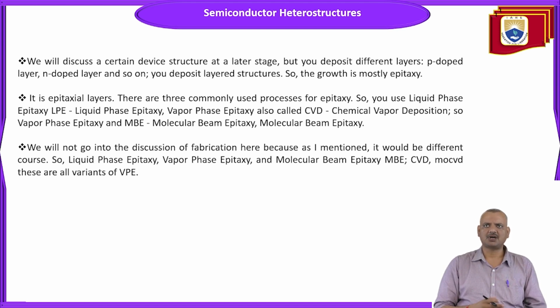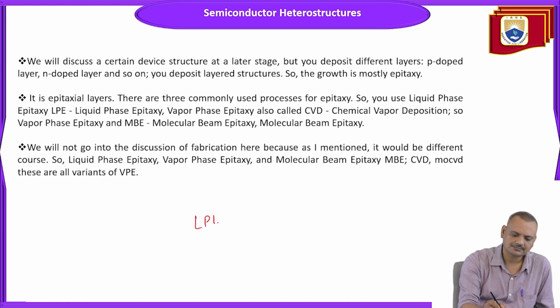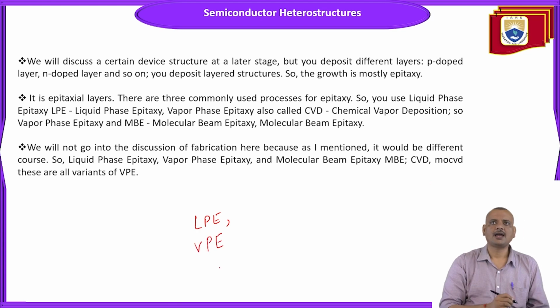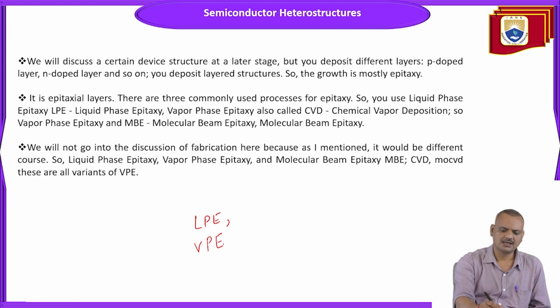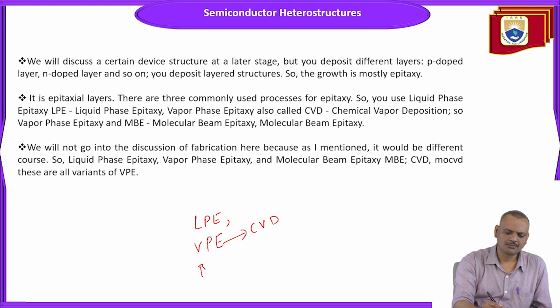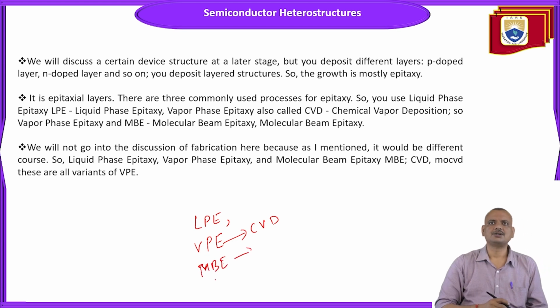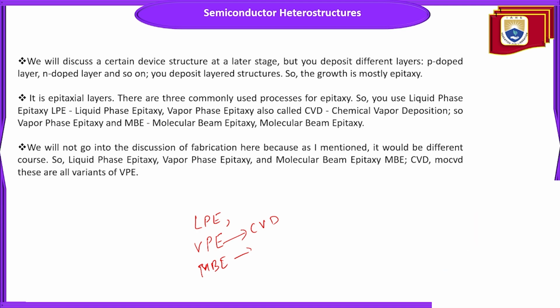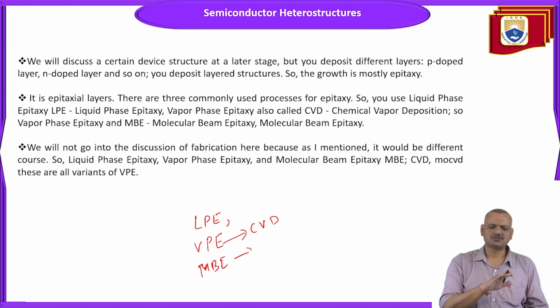So there are some processes, namely liquid phase epitaxy, LPE, vapor phase epitaxy, and here in vapor phase, chemical vapor deposition will come, and MBE, molecular beam epitaxy. Okay, so we will not go into the discussion of how to grow the layers here, because, as I mentioned, it would be a different course. How to deposit the layer is a different thing.